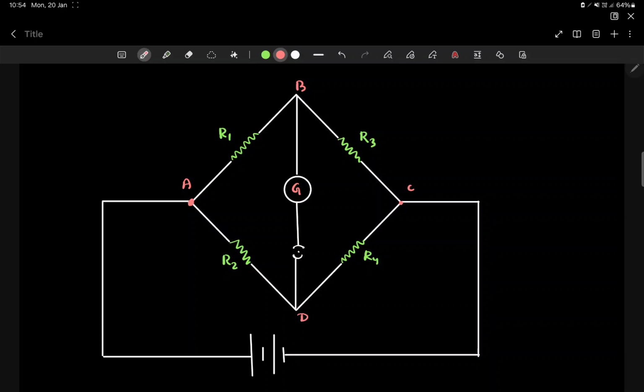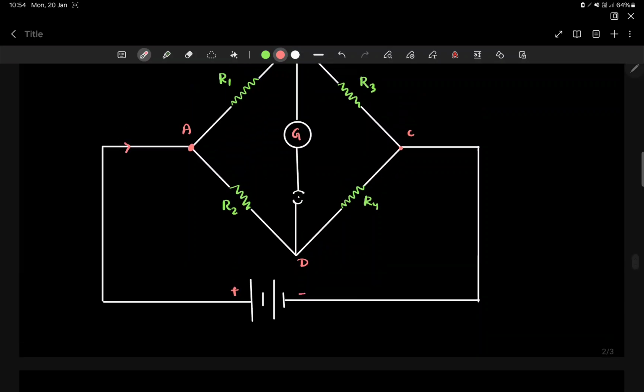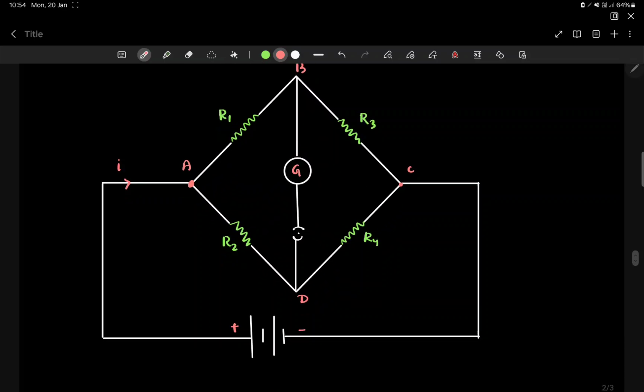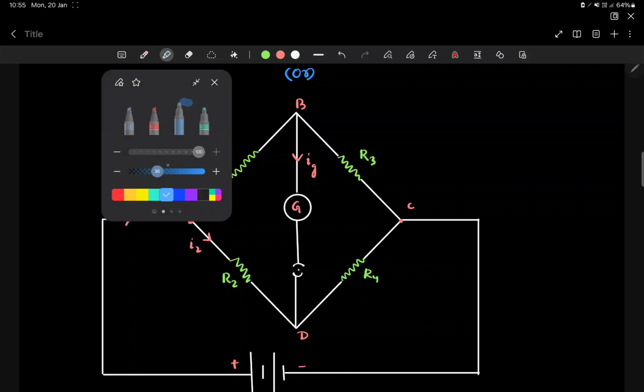So from the battery, this is the positive terminal, negative terminal, let I amount of current be coming, and at junction A this current starts to divide. So along AB the current value is suppose I1, along AD let the current value be I2, and through BD let the current value be IG. Now all of you see it properly.